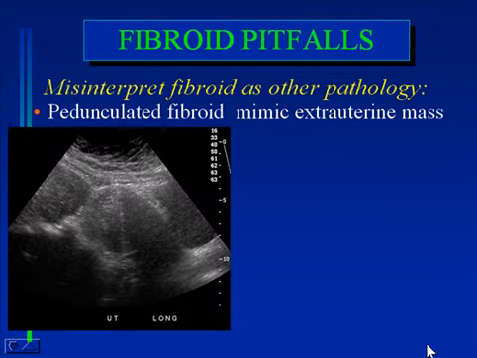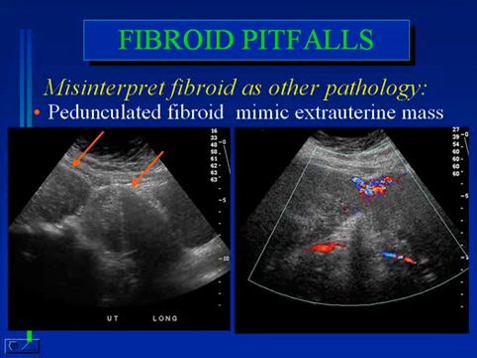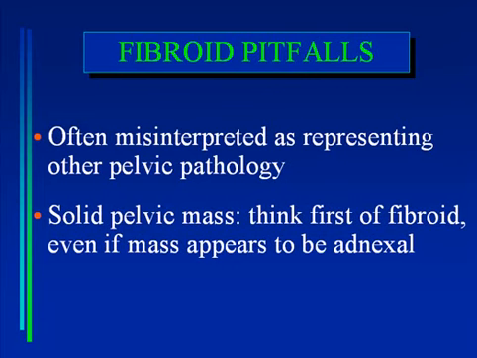A pedunculated fibroid can mimic an extrauterine mass. Here we have a big solid mass superior to the uterus, which it's not clear if it's originating from the uterus or not, but with further scanning, a bridge of tissue that was very vascular, consistent with a vascular pedicle, could be seen, and this was a pedunculated fibroid.